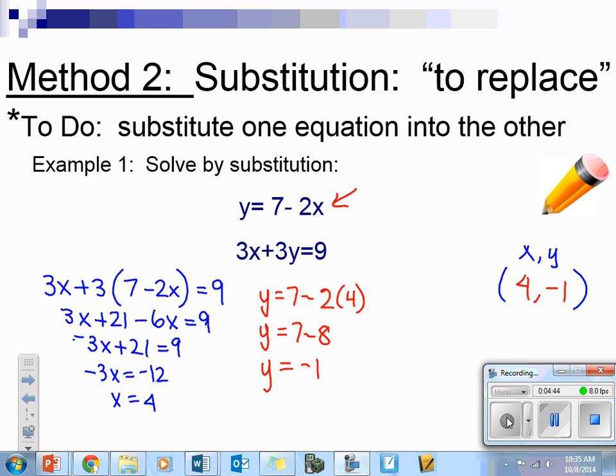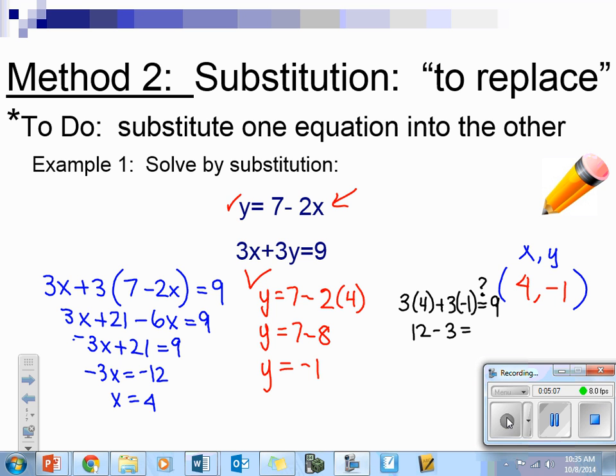But I should make sure that that works in both equations. I know it works in the top one because I just did that here. What I need to make sure is that it works in the bottom equation as well. So 3 times 4 plus 3 times negative 1, does that equal 9? So there's my question. I want to make sure it works in both equations, just like you did yesterday with graphing.